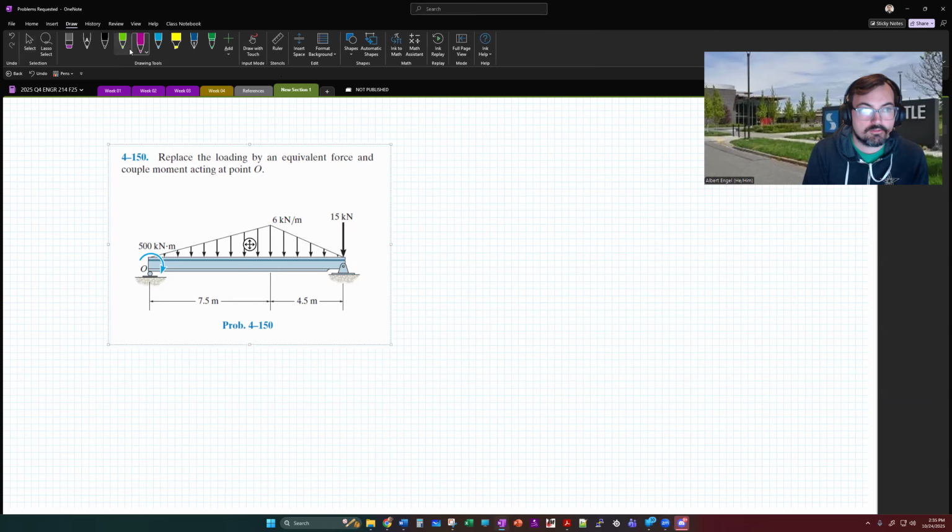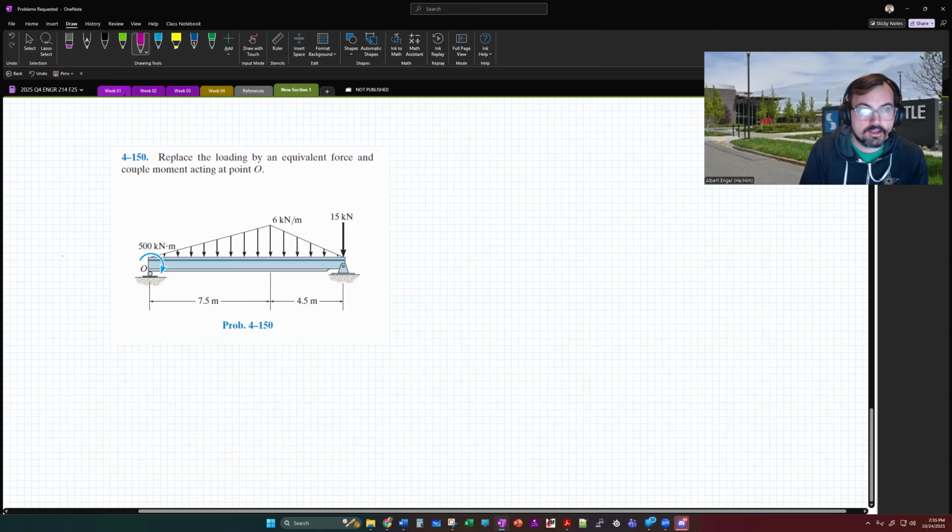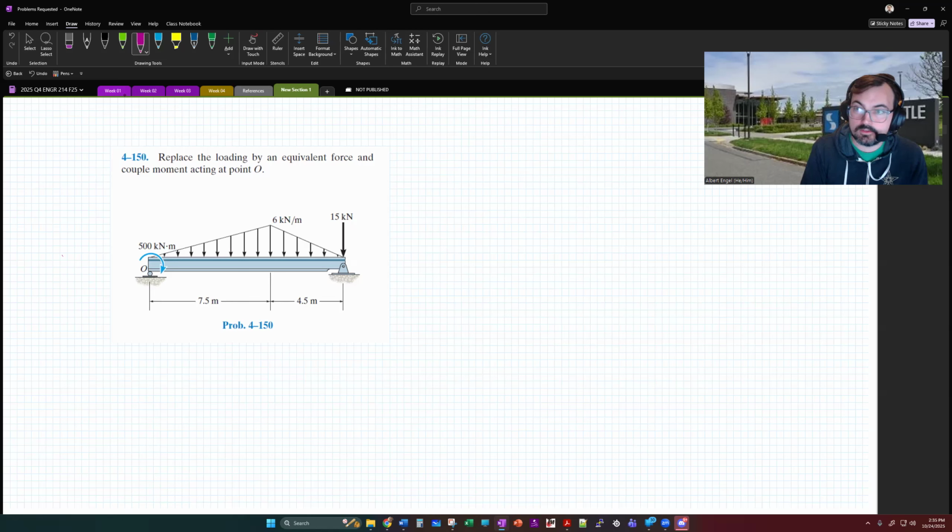So in this particular case, I've got two triangular loads here that are shown, and I've got a point load here and a couple moment there. So I need to account for all of this as I'm building my equivalent system. Remember, my goal is to replace all of this with a simple system of some resultant force.